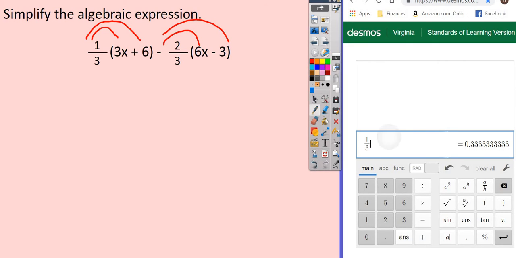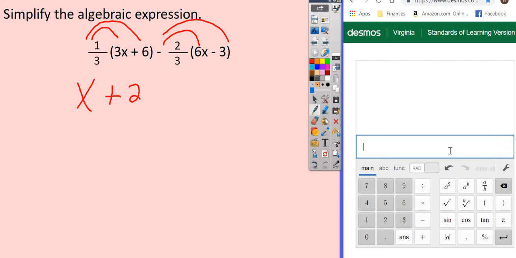So 1/3 multiplied times 3, okay, multiplied there, gives you 1x. So I'm just going to write an x. And then, of course, if you have 1/3 and you're multiplying that by 6, it gives you positive 2. Now we're going to go in and we're going to use our calculator. Again, it's just so people feel more confident in what they're doing.